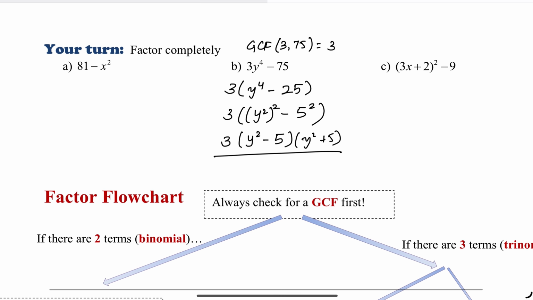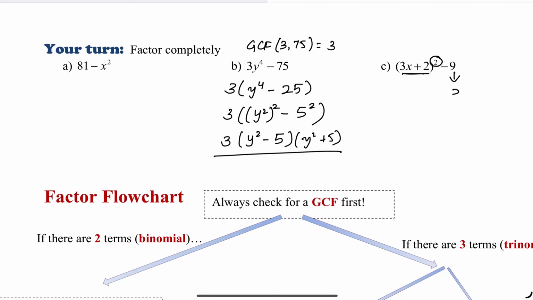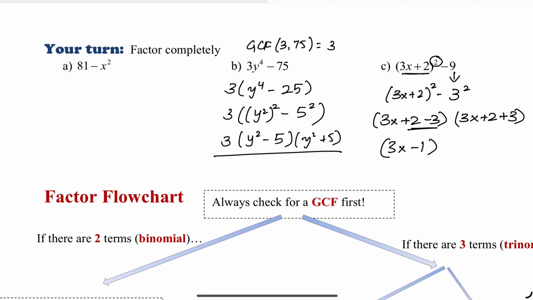Part C, we could assume, now this is already a perfect square because it has a square over here, right? And we know 9 is 3 squared. So all we need to do is use the property again. So it'll be 3x plus 2 minus 3 times 3x plus 2 plus 3. Like terms, we have 3x minus 1 because 2 minus 3 is minus 1. 2 plus 3 is 5, so we have 3x plus 5 as our answer.